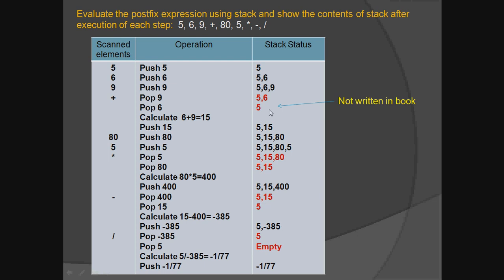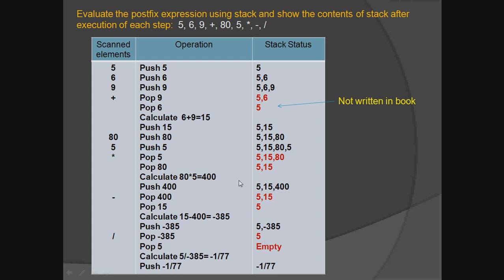Okay, so now the last symbol, the division symbol, is encountered. So we pop out minus 385 and pop out 5. Then we calculate and get minus 385 divided by 5, that is minus 77. So now the stack is empty. So since the stack is empty, we push this value inside the stack, and since there are no more operators or operands to be executed, that value is popped out and then printed. So when this postfix expression is executed, we get the value minus 77.